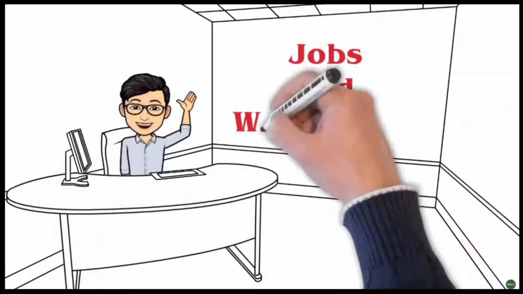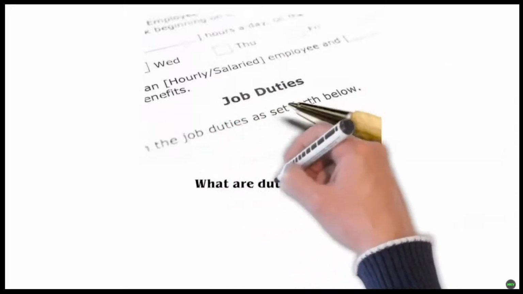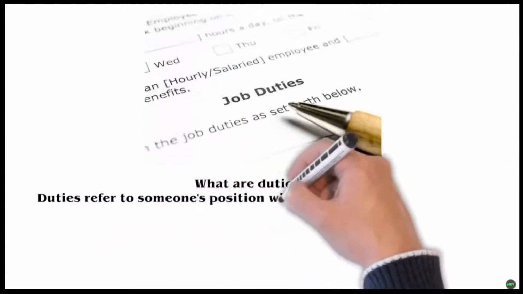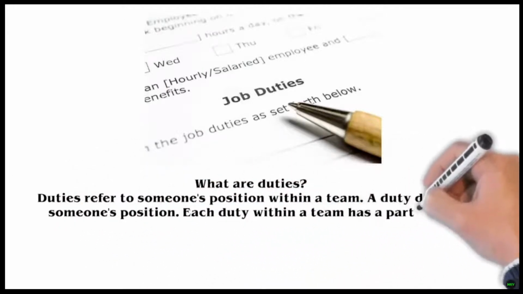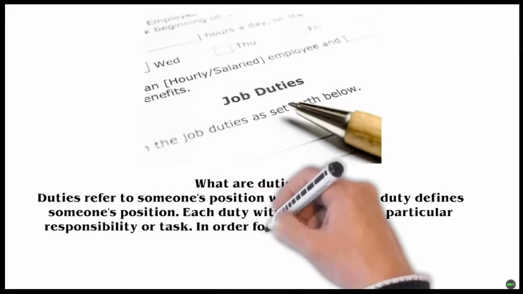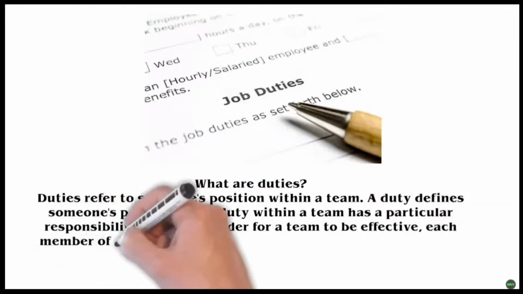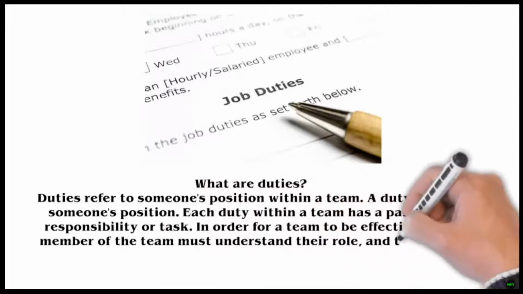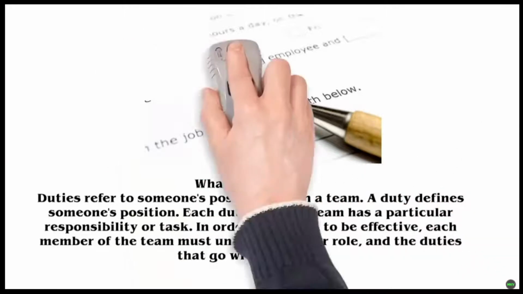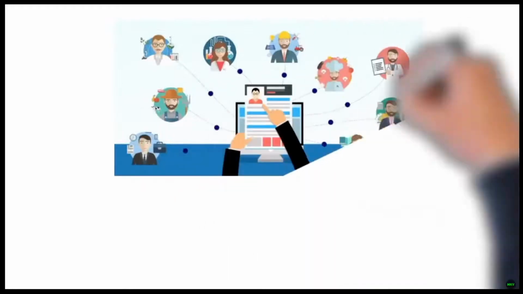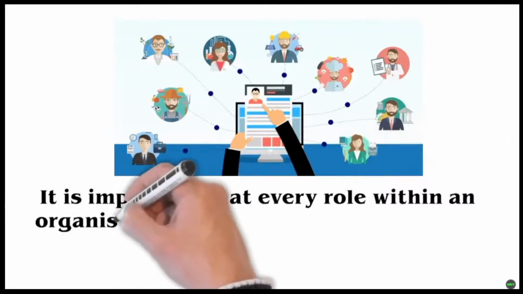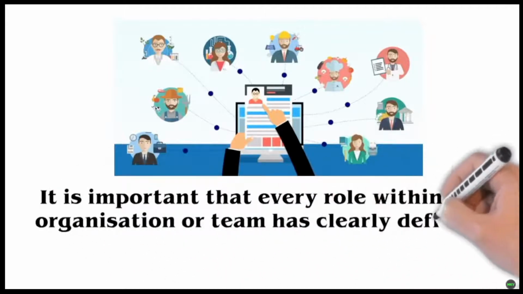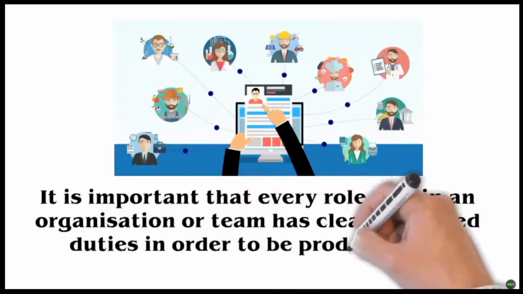Let's talk about jobs and work duties. What are duties? Duties refer to someone's position within a team. A duty defines someone's position. Each duty within a team has a particular responsibility or task. In order for a team to be effective, each member of the team must understand their role and the duties that go with that role. It is important that every role within an organization or team has clearly defined duties in order to be productive or successful.